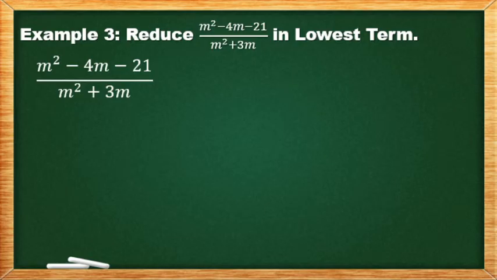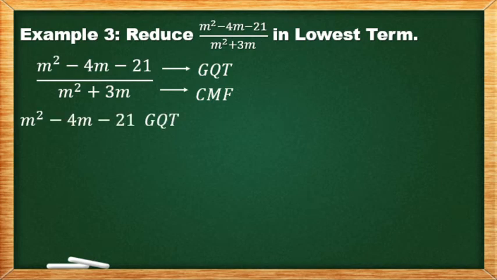Ano yun? Yung m squared plus 3m. Anong common factor nila? M. So therefore, ang gagamitin natin dyan ay common monomial factor. So ito ay ang GQT and this one ay CMF. So apply lang natin yung GQT at saka CMF. So first, doon muna tayo sa numerator. Yan. Yung cross method natin.